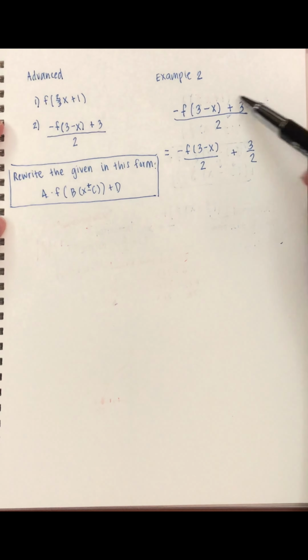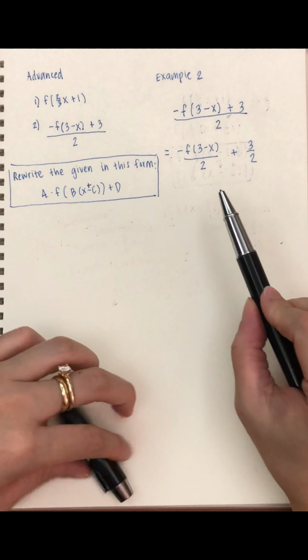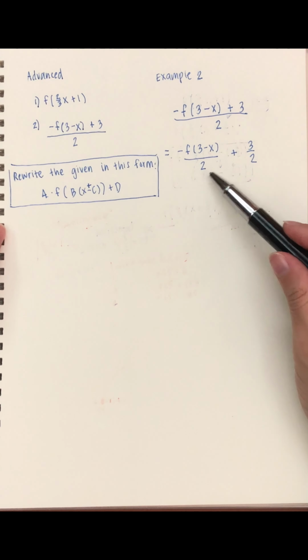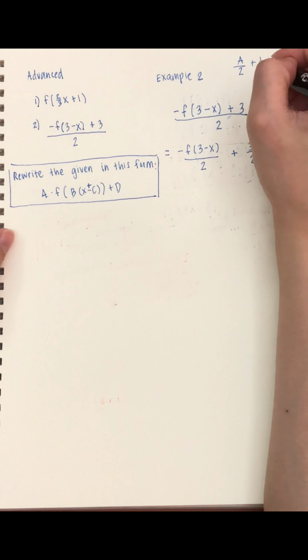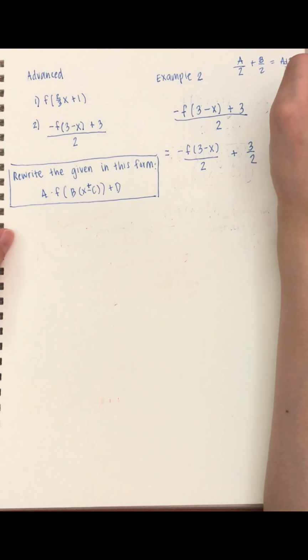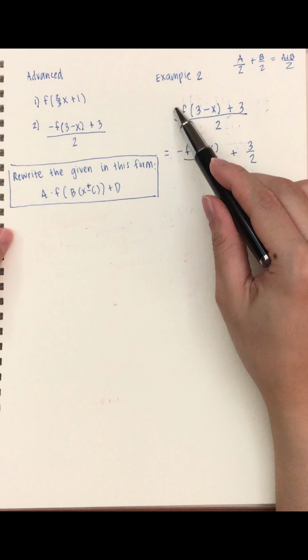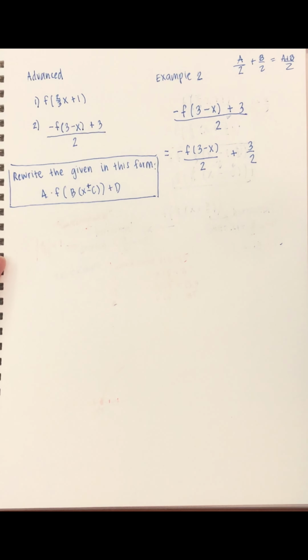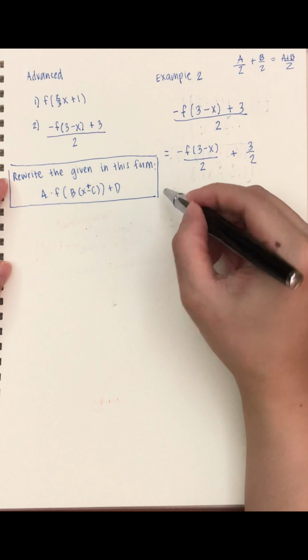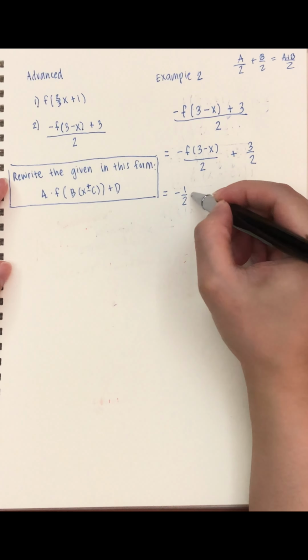If you have a sum in the numerator, you can separate them into 2 fractions over the same denominator, right? Because a over 2 plus b over 2 is the same as a plus b over 2. So this is kind of our a and this is our b, and what we're doing is we're separating them into their own fractions.